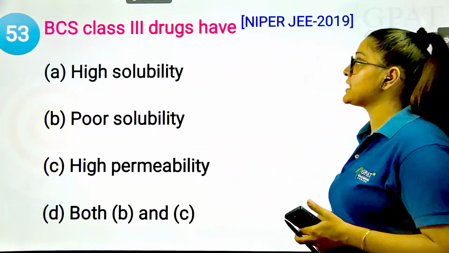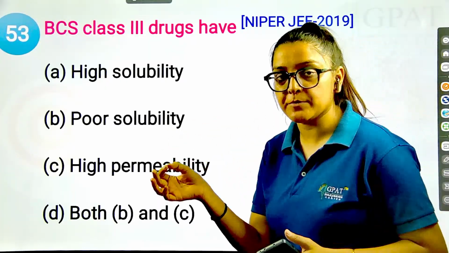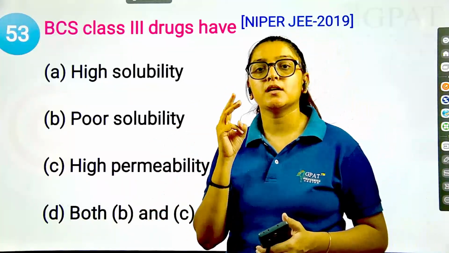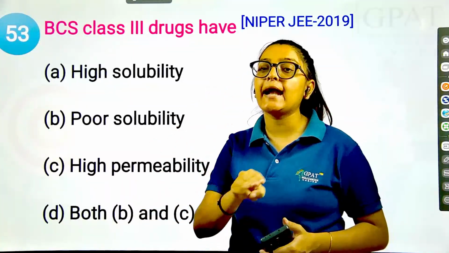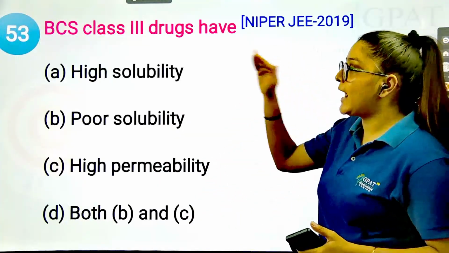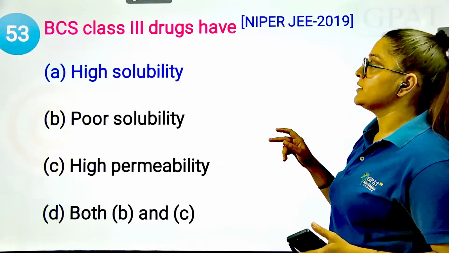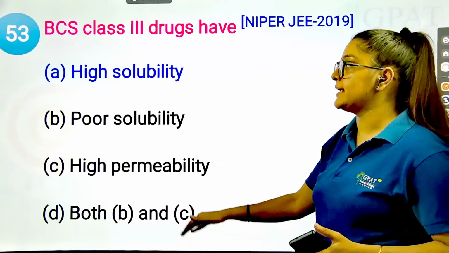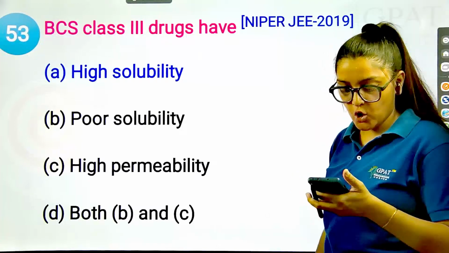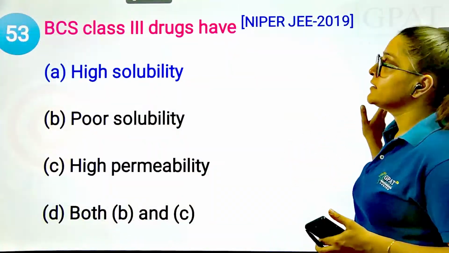Next, BCS classification. First, high solubility, high permeability; second, low solubility, high permeability; third, high solubility and low permeability. Without any doubt, it will have high solubility and poor permeability. So in this case, we have option number A only as correct because permeability is not mentioned. Okay, right. Next question.